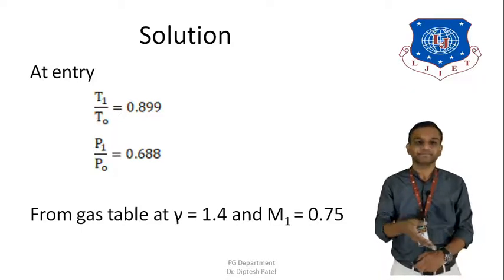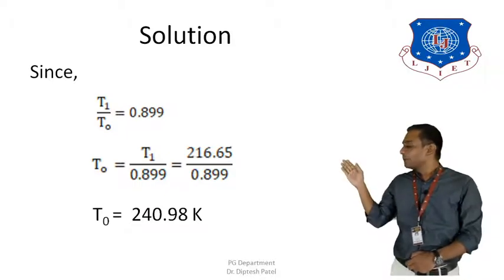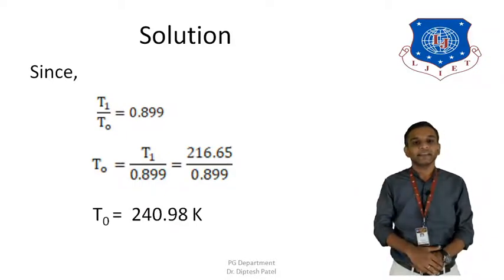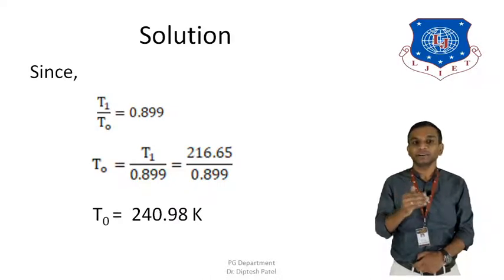So let's start. Since we got this value, we know T1 upon T0 is equal to 0.899 and I have T1. On the basis of that, I should be able to get T0.